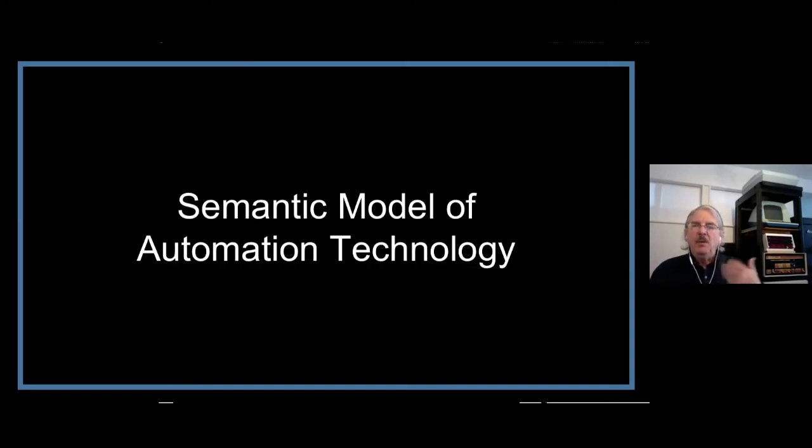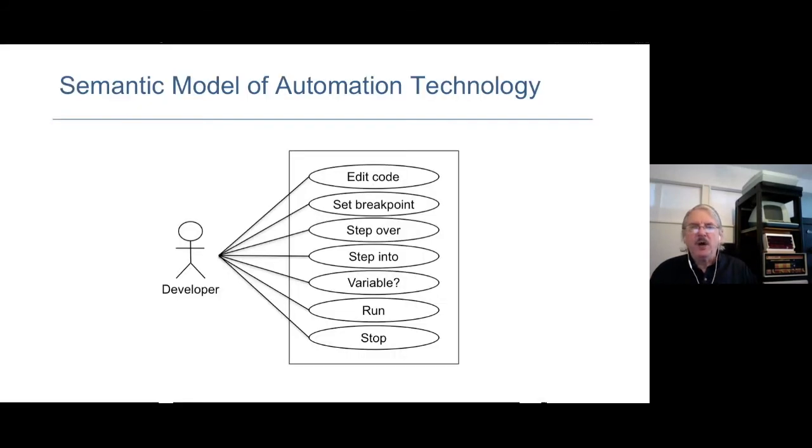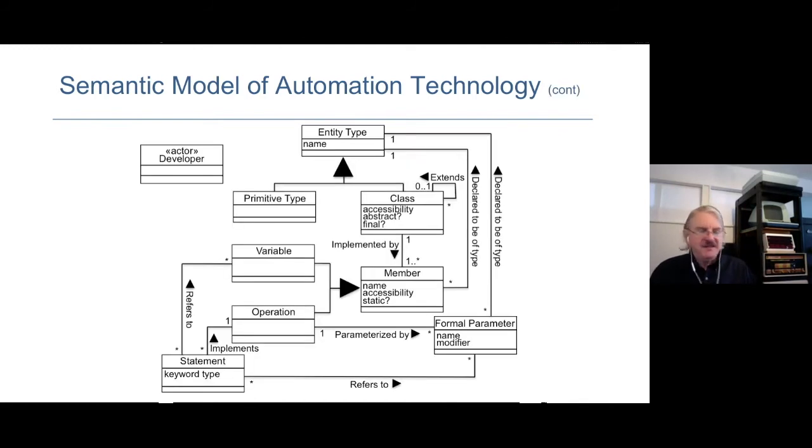Okay, but we can also take this notion of a semantic model and not model the semantics of the business. We can model the semantics of the automation technology. So what are the processes of code development? Well, they are things like this, as expressed in this use case diagram. This is a small fragment of the policies of a particular programming language. In this case, the programming language happens to be Java.